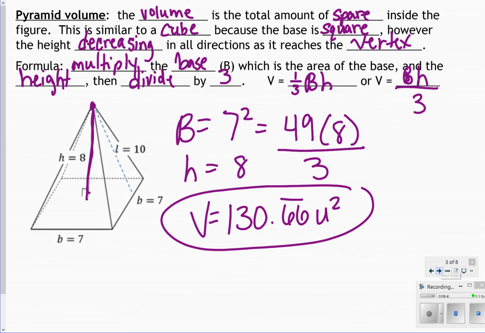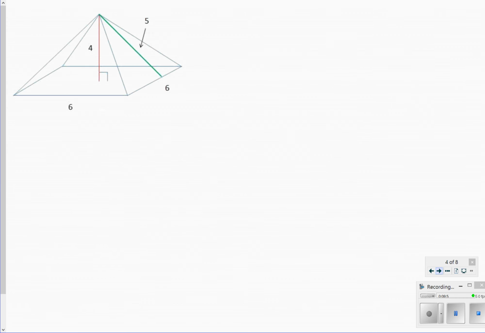Well, let's try another one. Let's try this pyramid. We want to do both the surface area and the volume. All right, so let's do surface area. Remember, surface area is going to be our slant height times our perimeter divided by 2 plus whatever the base is. So here we go.